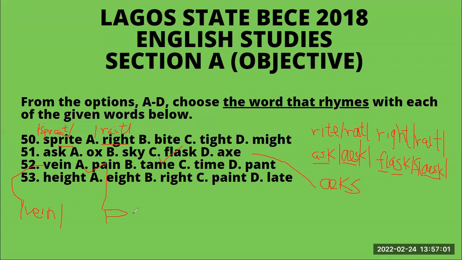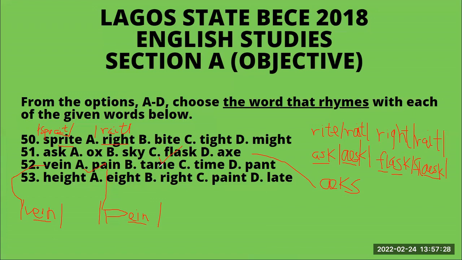When we remove pain, now take note of this. When we remove V, we have ain. When we remove P, we have ain. That makes it a rhyme. That's the nearest rhyming word.